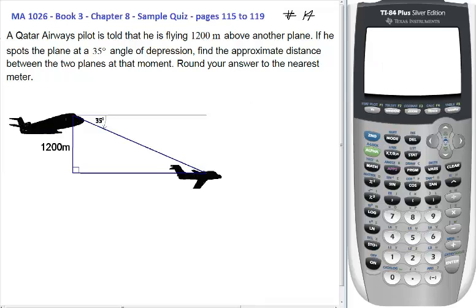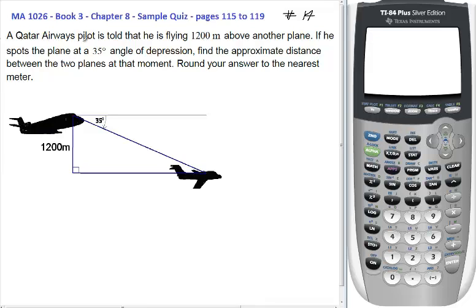Hello students, we're going to now look at the solution to number 14, part of the full solution or long answer questions in your chapter 8 sample quiz from book 3 of your Math 1026 booklets. This is on page 118 or 119. So let's have a look.